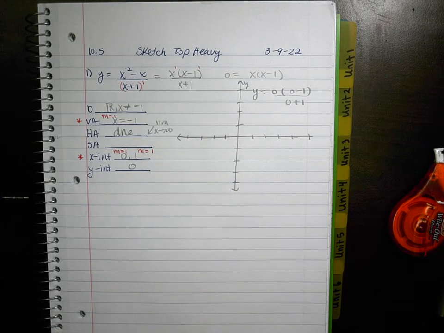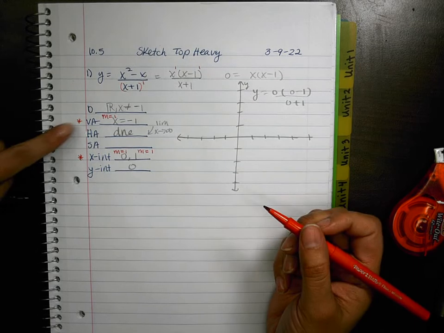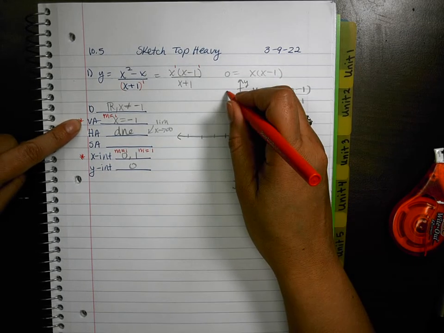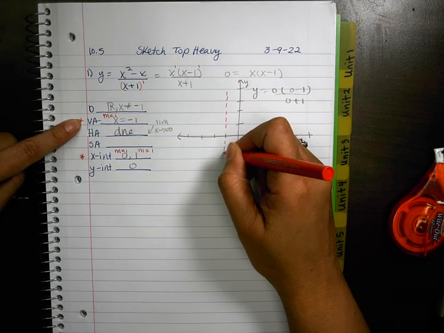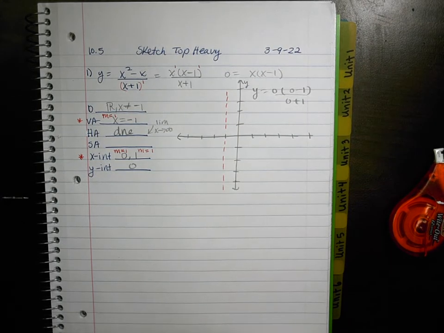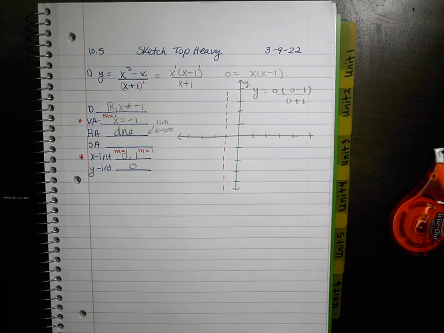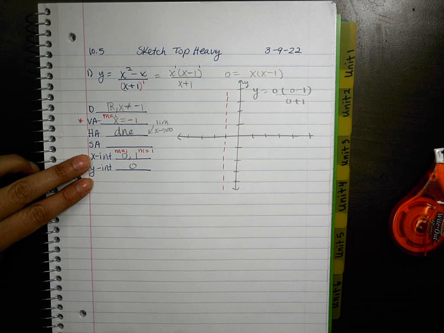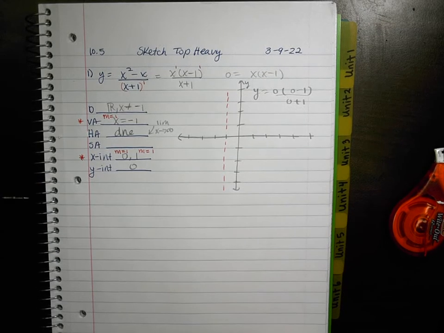All right, I have a vertical at x equals -1. I have an x-intercept at 0 and +1. I'm going to plot those a little bit later. There's a reason why. And a y-intercept of 0. I'll plot these after. I'm going to do my slant first.